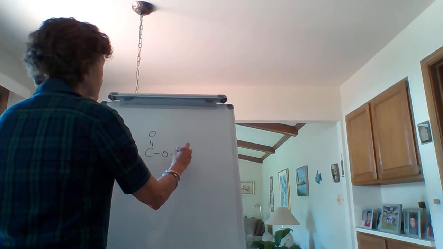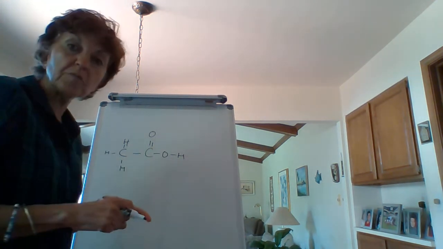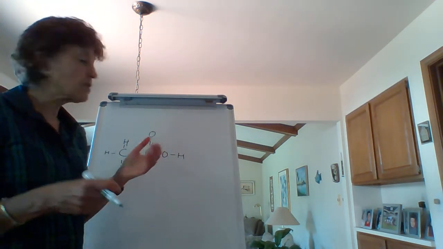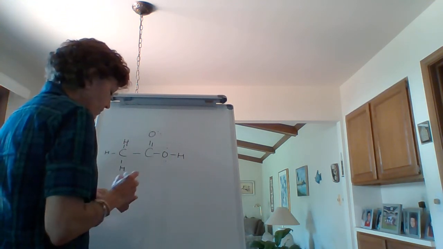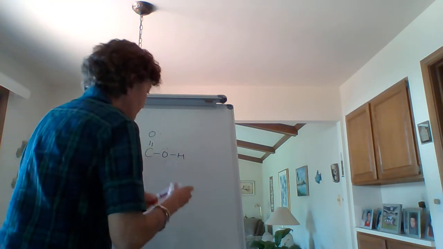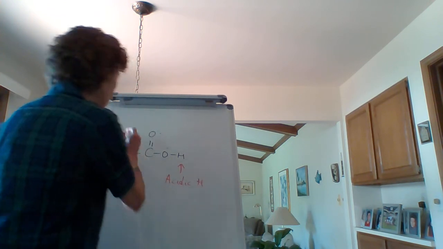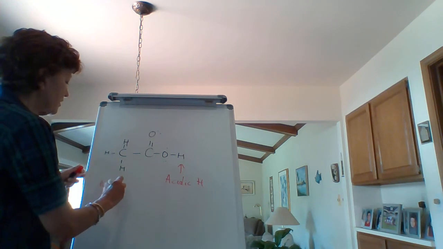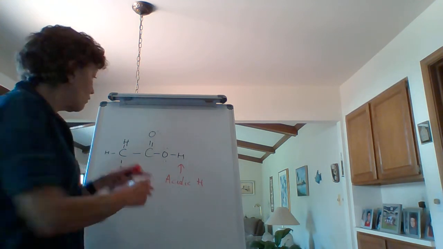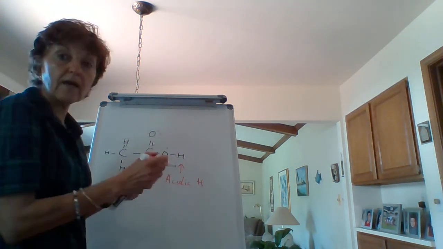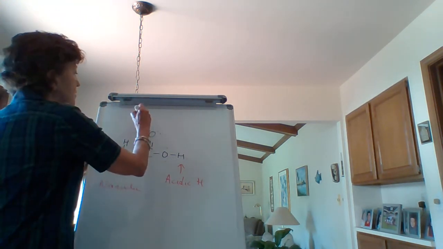Here's the carboxylic acid. Let's say I've got ethanoic acid or acetic acid. Ethanoic acid would be the IUPAC name. Acetic acid is the common name. And let's put our lone pairs here. This right here, this is the acidic hydrogen. These hydrogens over here are non-acidic. What does that mean? That means they are not donated as protons. They are not going to leave the molecule. This one over here can. It will be donated.